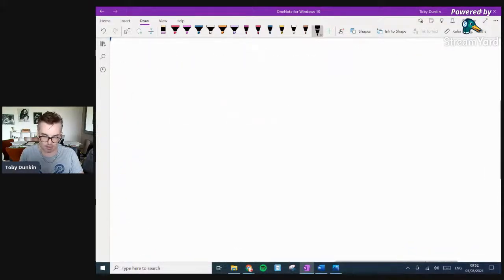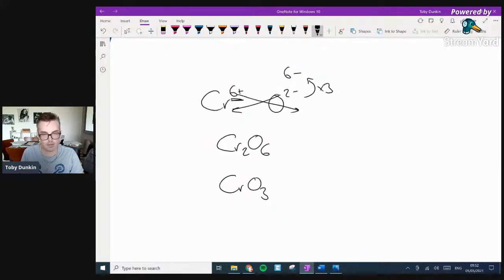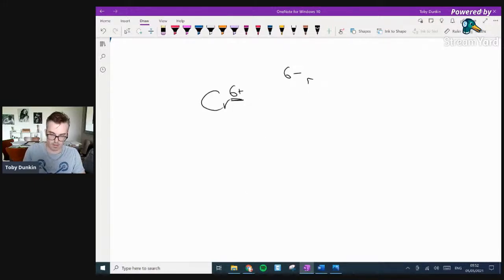Jack, I'll give you another example. So let's do another one. Let's do chromium 6 plus and O2 minus. Yeah, the crossing down would be Cr2O6. Then you'd simplify it down to CrO3. Yeah, in reality, I see the 6 plus. I need 6 minuses. How do I get from 2 minus to 6 minus? I'm going to multiply it by 3. Yeah, but yes, Jack, that's absolutely fine. Totally fine.